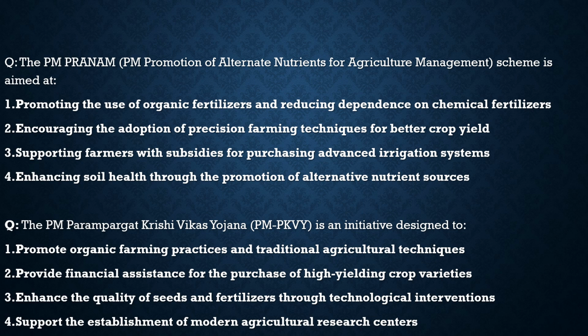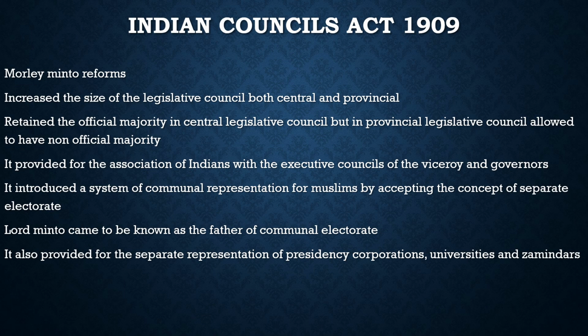So for this question, the PM Paramparagat Krishi Vikas Yojana is an initiative designed to promote organic farming practices and traditional agricultural techniques. With this, let's move to another question which was in today's class. We had completed our questions with respect to current affairs. Now we have to discuss the Indian Councils Act 1909. It is from the static portion. About the Indian Councils Act 1909, why are we discussing these modern history topics?